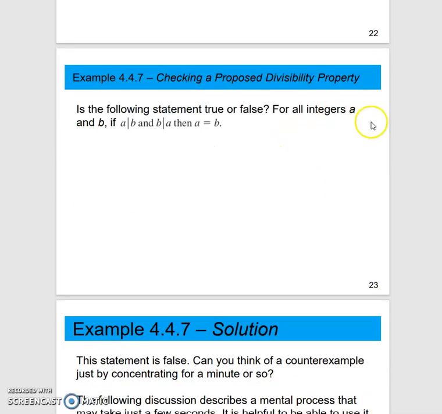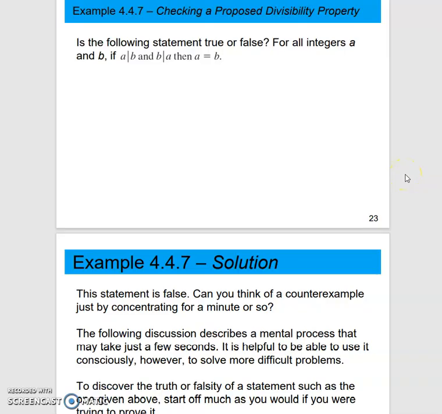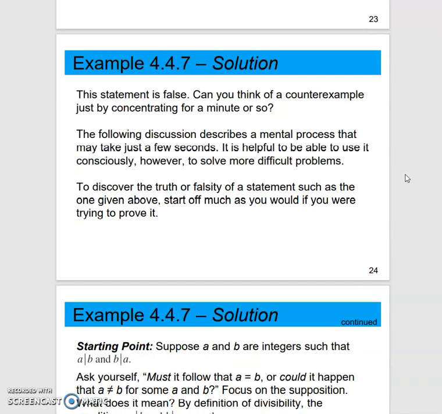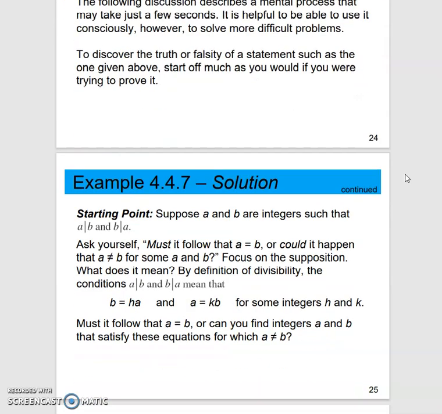Here's my statement: for all integers a and b, if a divides b and b divides a, then a equals b. This is going to be false. Again, it might take you a while to figure out an actual counterexample. This is why sometimes it helps to write a couple examples out. And sometimes it does even help to write the definitions out. Here I've got b divides a and a divides b, and I can make those two statements.